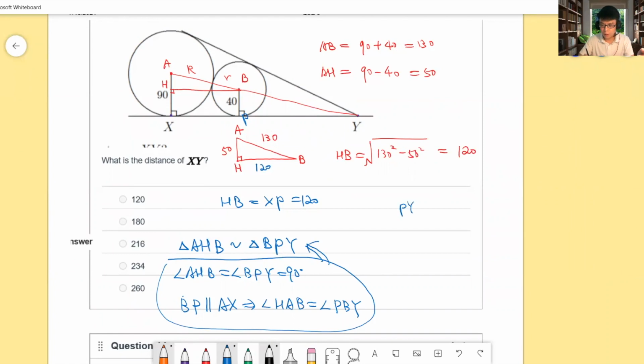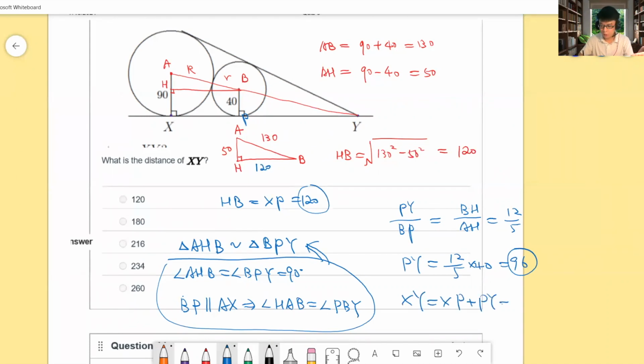So PY over BP is equivalent to BH over AH. The ratio is 12 over 5. Now we get PY equals 12 over 5 times 40. That corresponds to 96. All right, the answer is basically 120 plus 96, because XY equals XP plus PY equals 120 plus 96. That is 216. The answer here is 216.